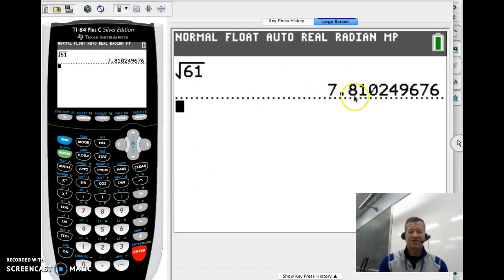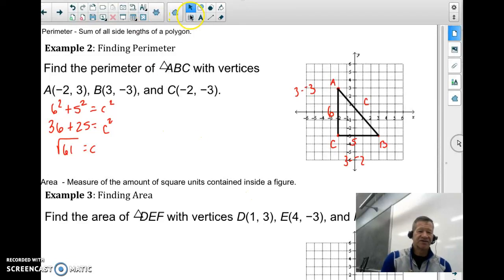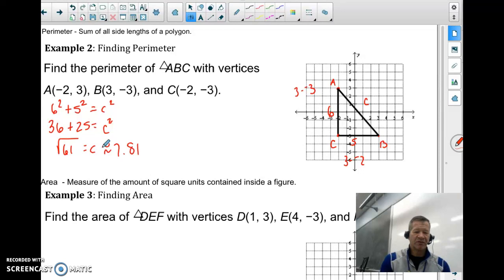If I round to the nearest tenth, it would be 7.8. To the nearest hundredth, it would be 7.81, and so on. We'll go to the nearest hundredth, 7.81. Remember, hundredth means 2 decimal places. So this is approximately 7.81.